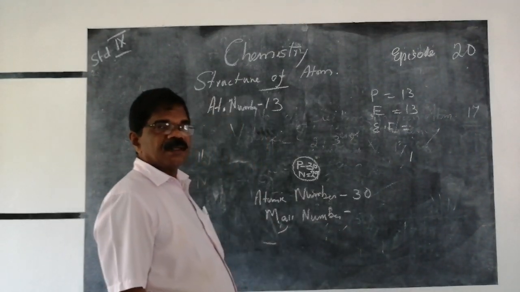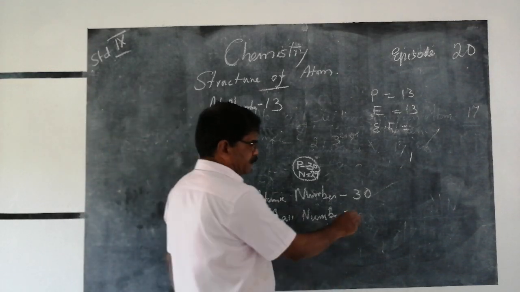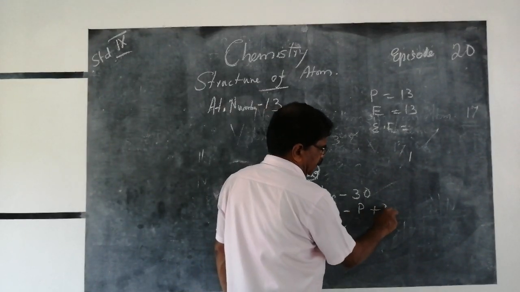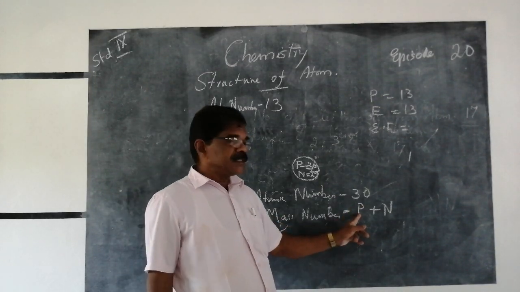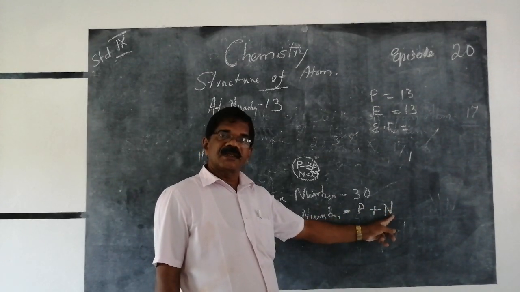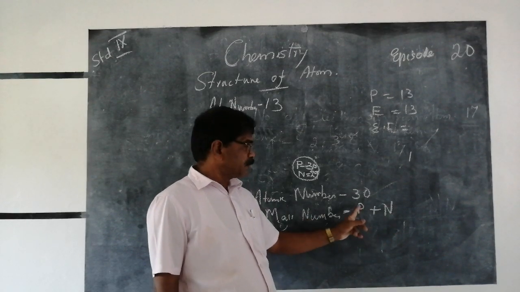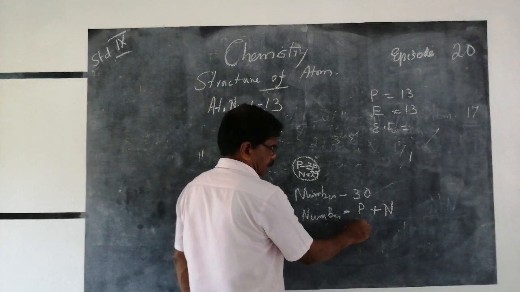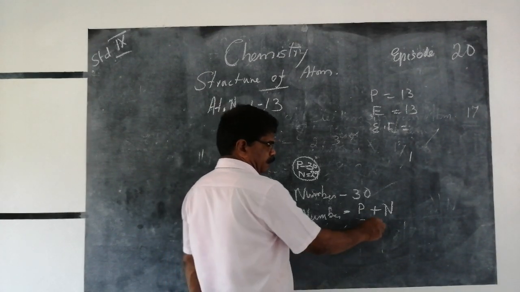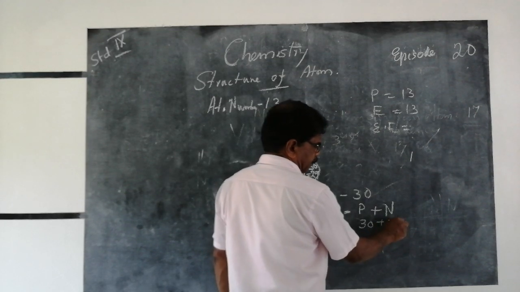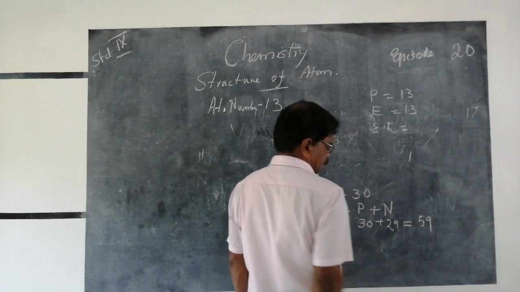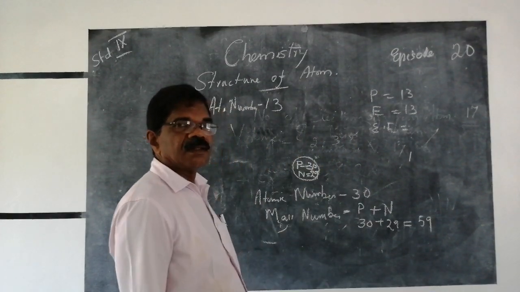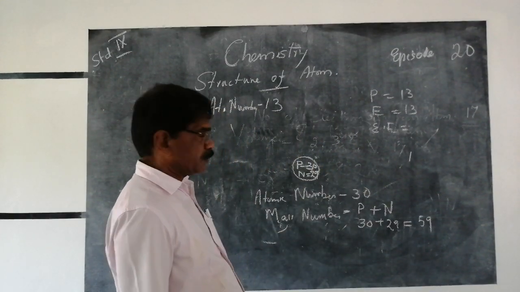What do you mean by mass number? Mass number is equal to P plus N. What do you mean by P plus N? Number of protons plus number of neutrons. What is the number of protons? 30. Number of neutrons is 29. Therefore, mass number is equal to 59. Then you may be asked to find the number of electrons.